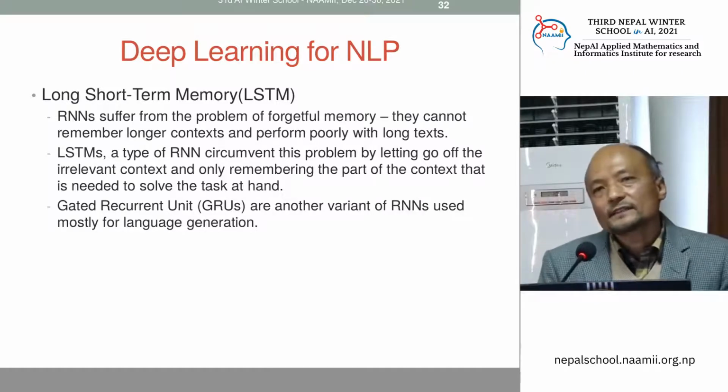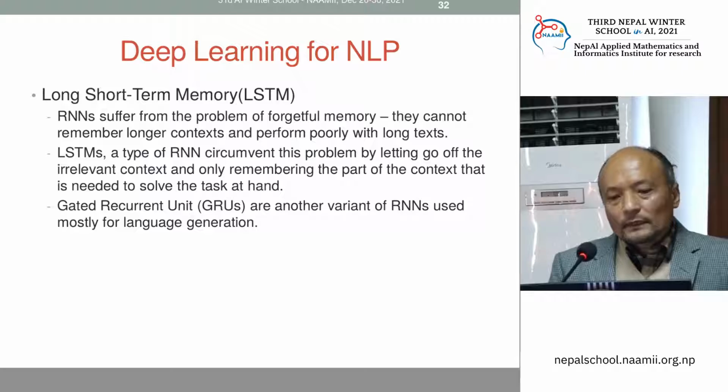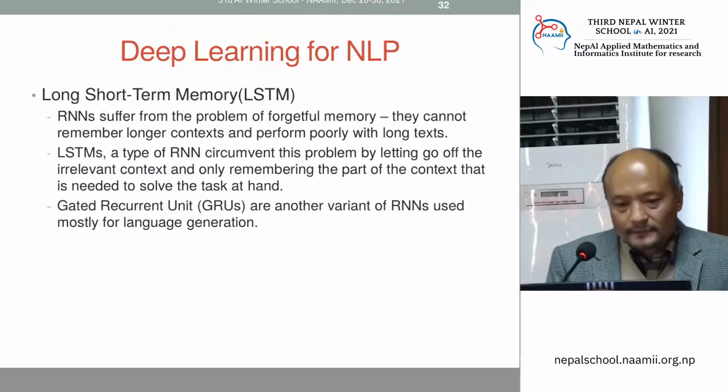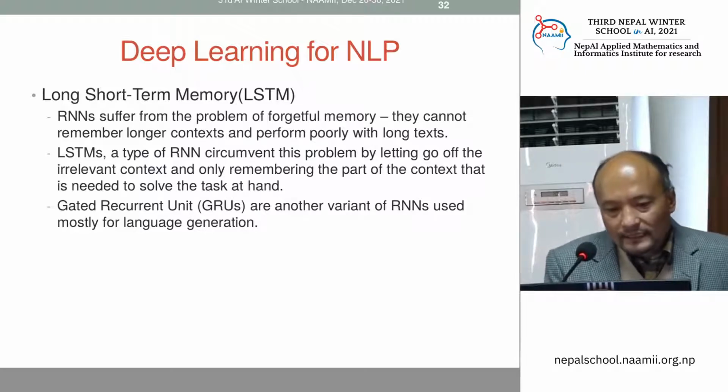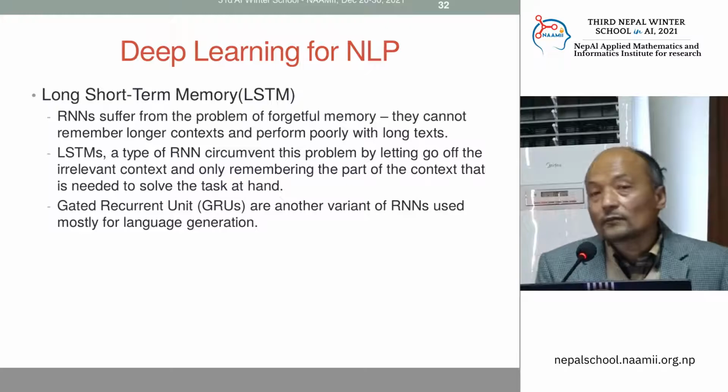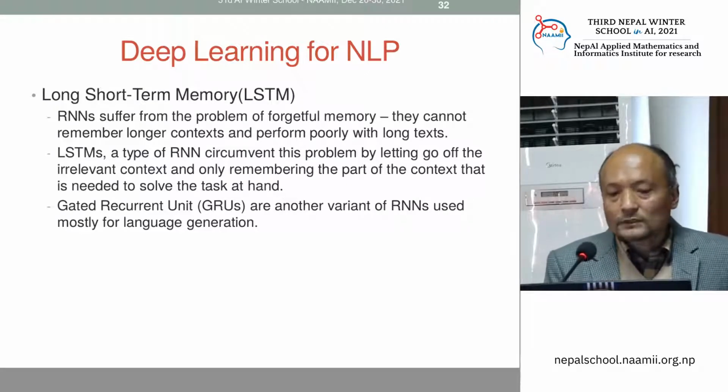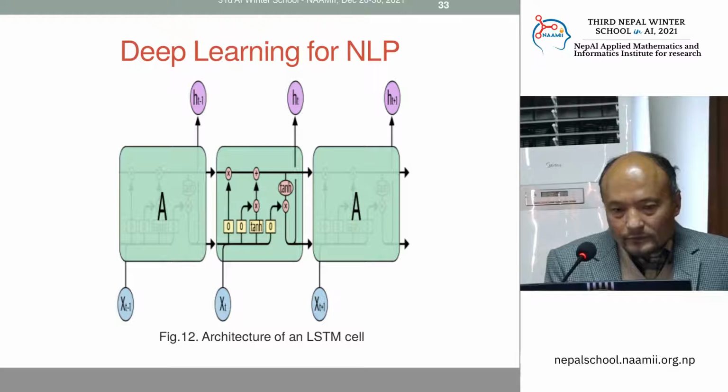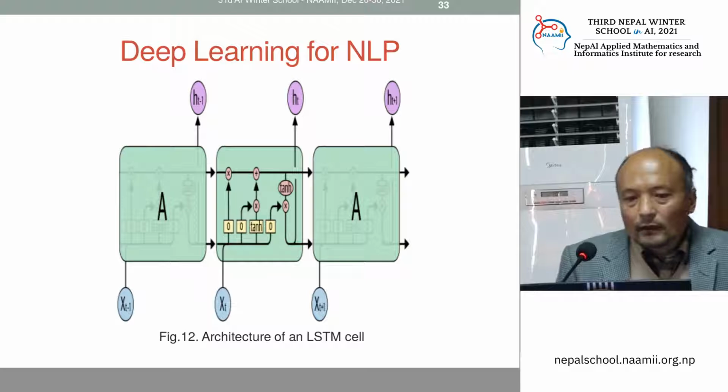So LSTMs are basically an improved version of RNNs. And gated recurrent units, or GRUs, are another variant of RNNs used mostly for language generation. So this is just the architecture of LSTM cells.